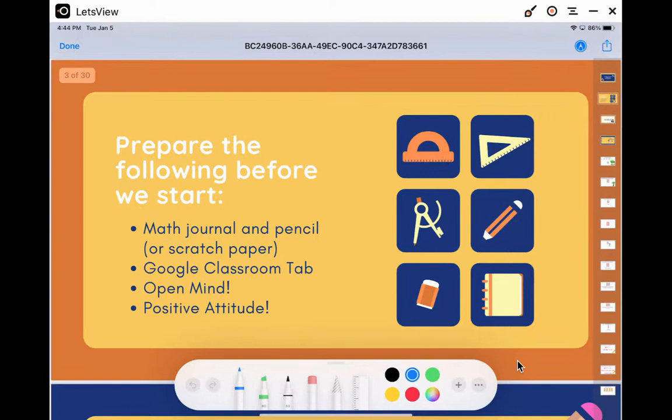Before we get started, please make sure that you have your math journal and a pencil handy. If you do not have a math journal, please make sure that you have something to write with and something to write on. Also, please make sure that you have your Google Classroom tab open, as you will need to access the Google Classroom in order to get to your assignment after our live lesson. You will also need to make sure that you are fully equipped with an open mind and a positive attitude.